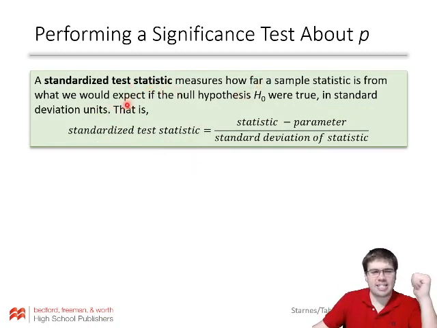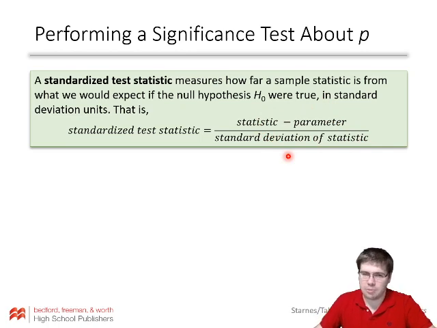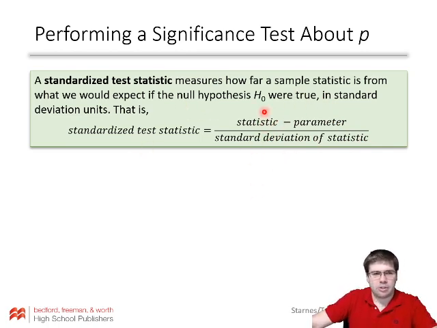A standardized test statistic measures how far a sample statistic is from what we would expect if the null hypothesis were true, in standard deviations. That is, our standardized test statistic is the statistic minus the parameter, divided by the standard deviation of the statistic. So it's basically a z-score for your statistic, a z-score for your x bar or your p hat. In this case, we're focused on p hat, but we'll come back and do that with x bars.